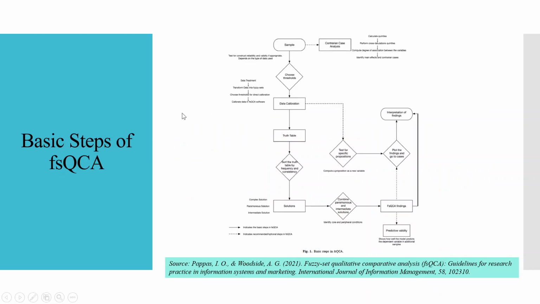Now, what are the basic steps of fsQCA? Sample is there. We choose the thresholds to calibrate the data. On that basis, the truth table is created. Now, we do the sorting of the truth table by frequency and consistency. Solutions are generated. We combine parsimonious and intermediate solutions, and then we report the fsQCA findings.